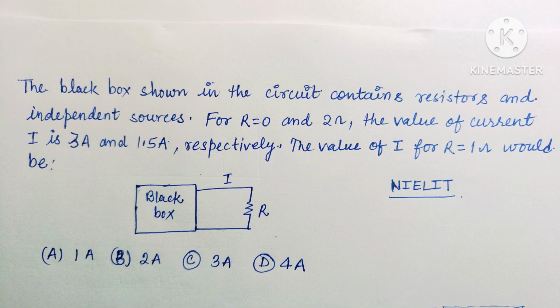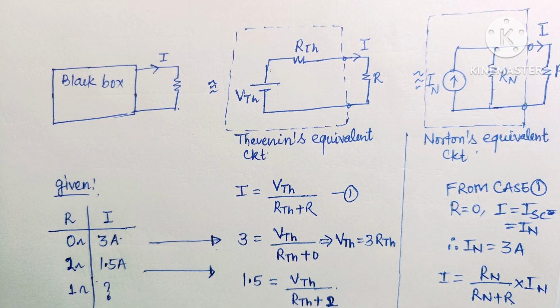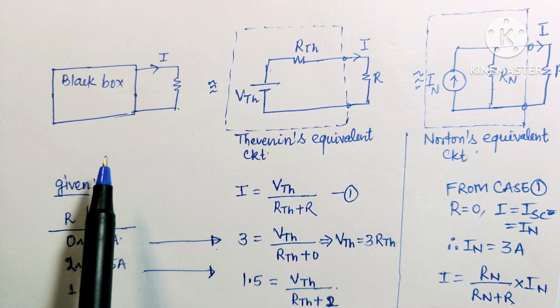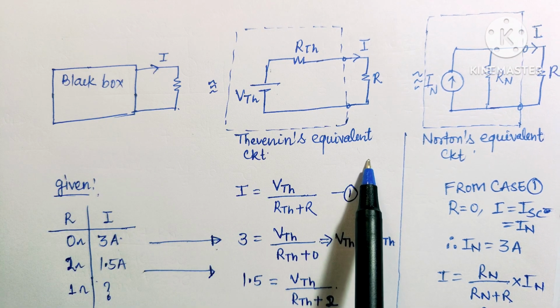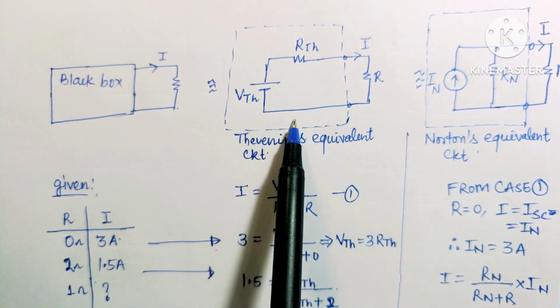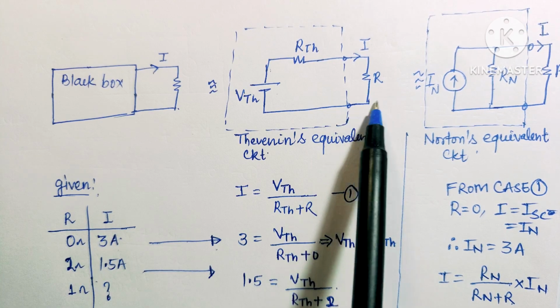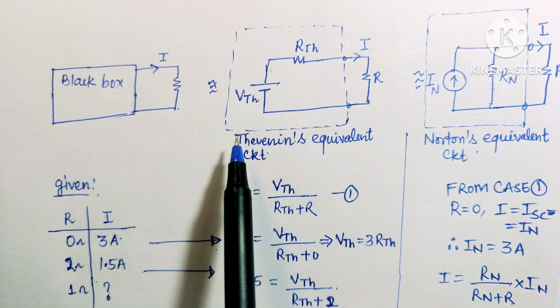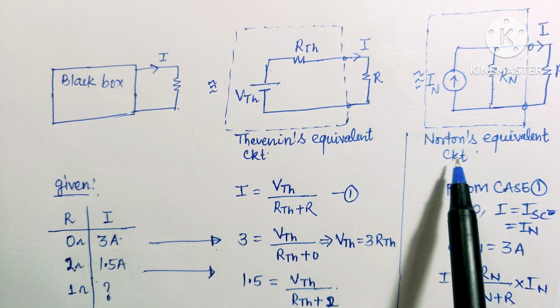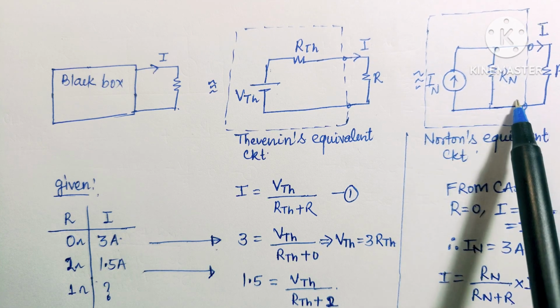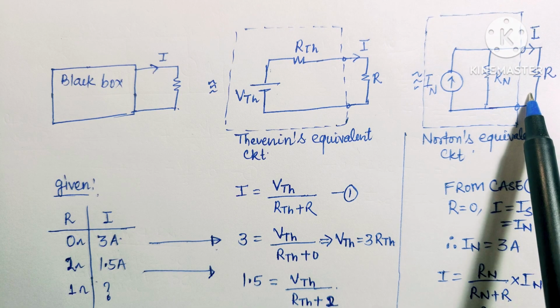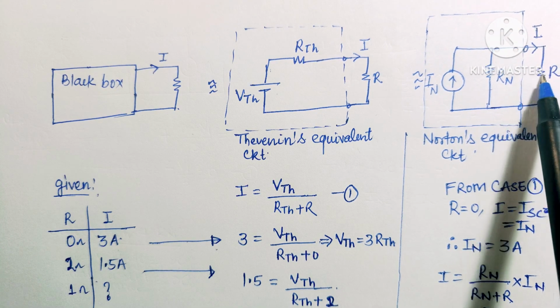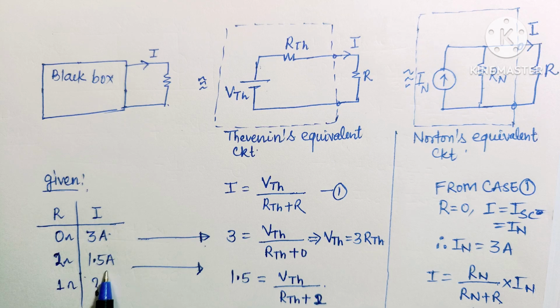Now let us see how we can solve this question. We can solve it using two methods. In the first method, if we change this black box into Thevenin's equivalent circuit and VTH and RTH are calculated, then we can find the value of current as the R value is known. Similarly, if we change this black box into a Norton equivalent circuit, then IN and RN can be calculated, and because we know the R value, the I value can be calculated. This information is given in the question: for 0 ohm, 3 ampere current flows, for 2 ohm, 1.5 ampere current flows, and for 1 ohm the value of current has been asked.